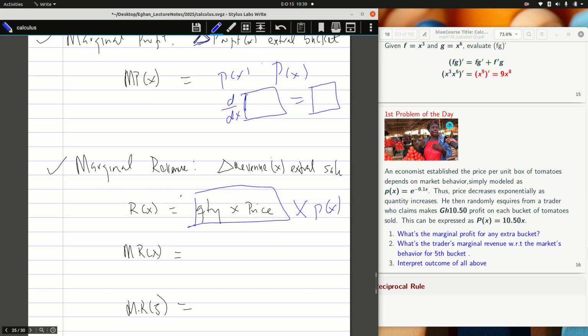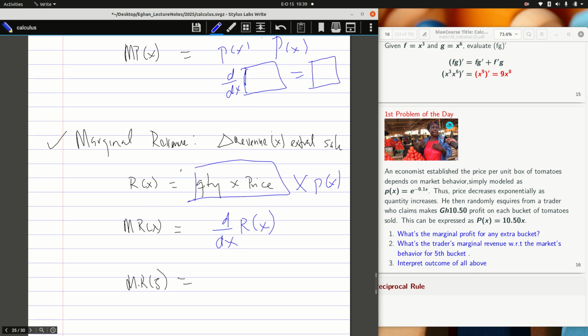Now the measure becomes the small change, so d/dx of r of x. If you're able to find this function, then you can find whatever I had at 5. So let me clean this. It becomes d/dx of r at 5. Whatever answer you had, you have to substitute 5 here and then find the marginal revenue at 5. So this is how we tackle the problem of the day.